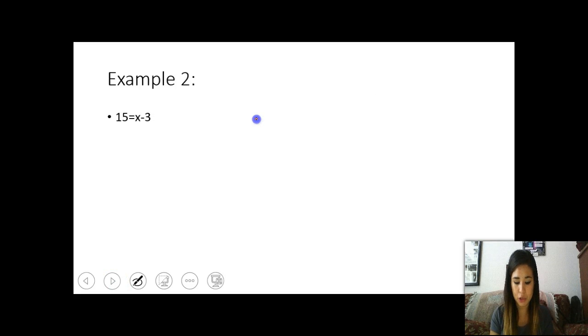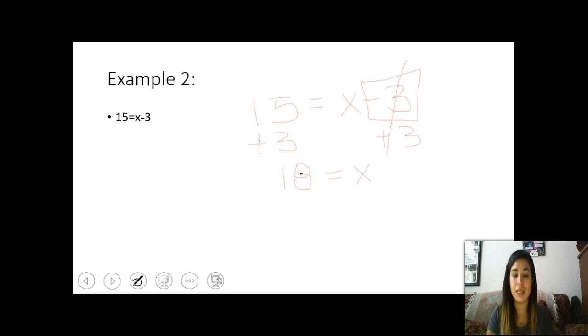Okay, in example 2, we have 15 is equal to x minus 3. So again, what's not letting me have x by itself? That minus 3. So to get rid of it, I'm going to do the opposite. And the other one, it was adding, now it's subtracting. So to get rid of a minus 3, to make it 0, I'm going to do the opposite, which is plus 3. So I add 3 to both sides, and that cancels. I am left with 0 over there plus x. So I'm just left with x. And 15 plus 3 is 18. So 18 is the value of x.